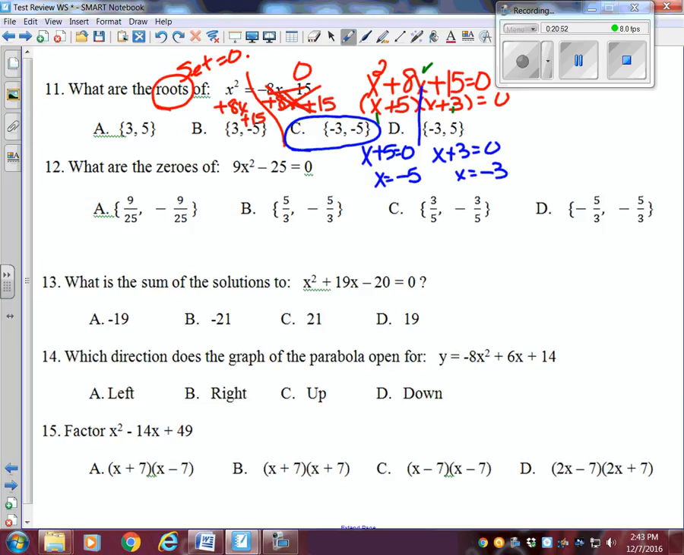All right, what are the zeros? Now this time I'm going to double check. This one already says equals 0, so I don't have to do anything. And notice that they've used the word phrase zeros. It's already said equal to 0. If I'm looking closely, this is a square. 9 is 3 times 3. This is also a square.